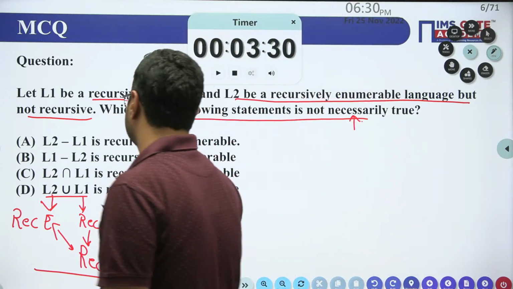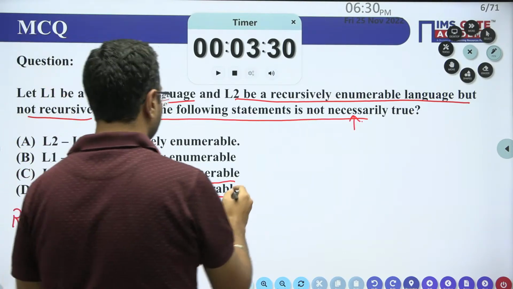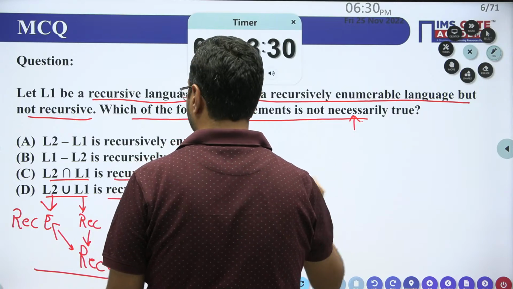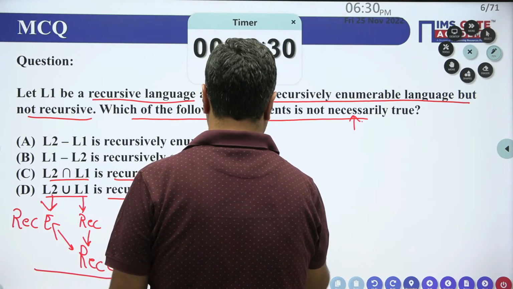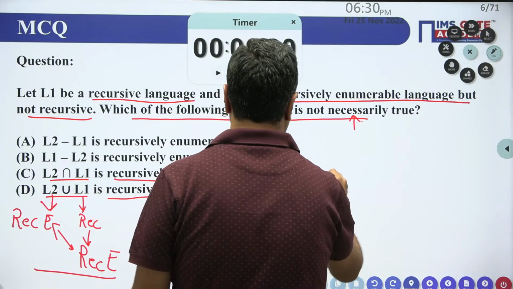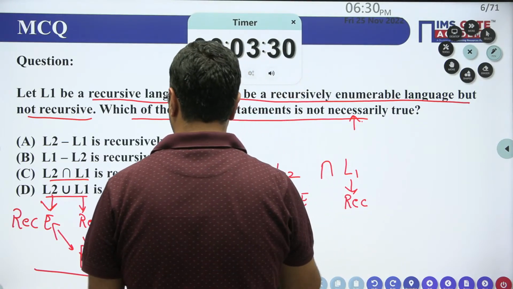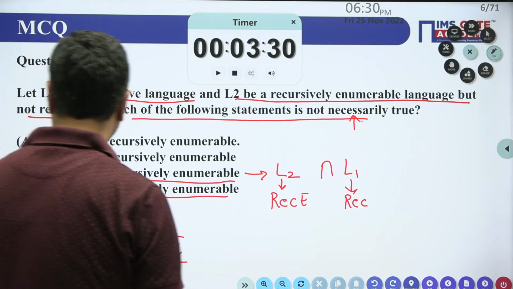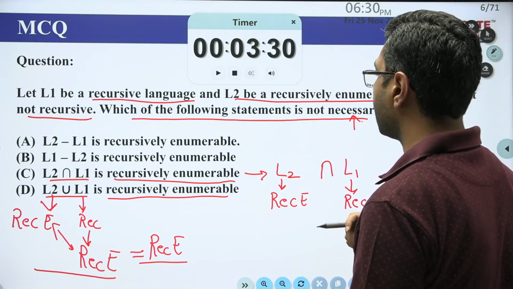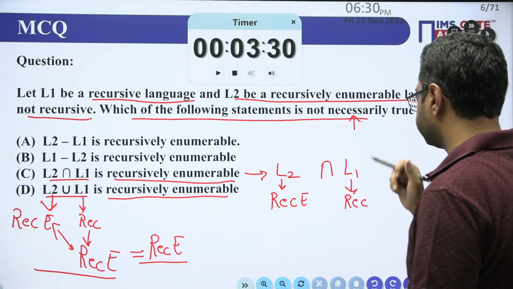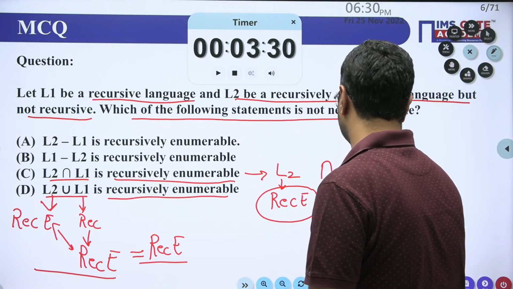So here we say L2 intersection L1, whether that is recursive enumerable or not. Let's see. L2 is a recursive enumerable language, and my L1 is a recursive language. Okay? So L2 is recursive enumerable and L1 is recursive. We have to check whether it is not necessarily true. So this is recursive enumerable and this is recursive, right?